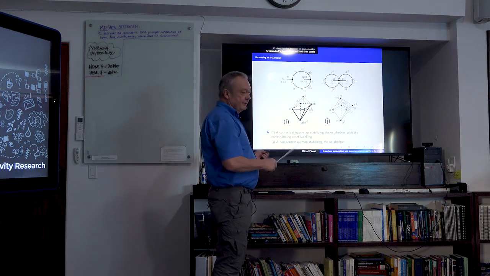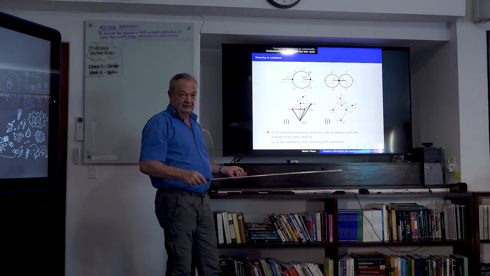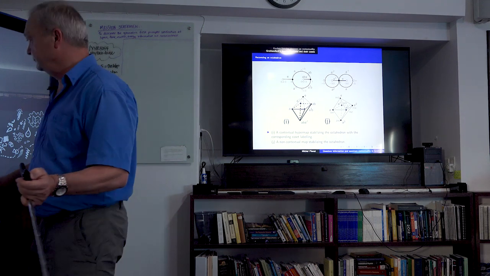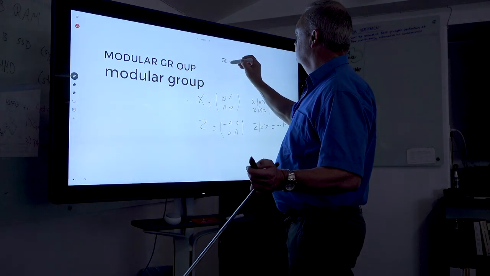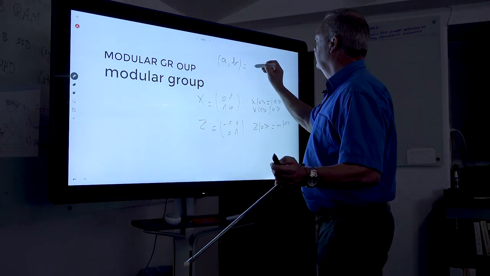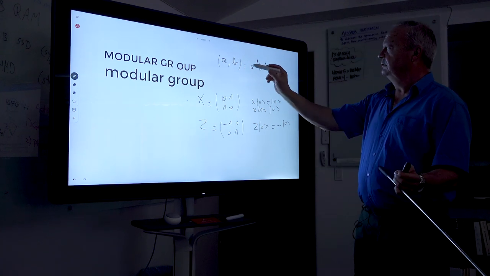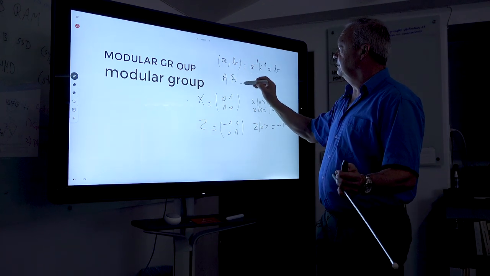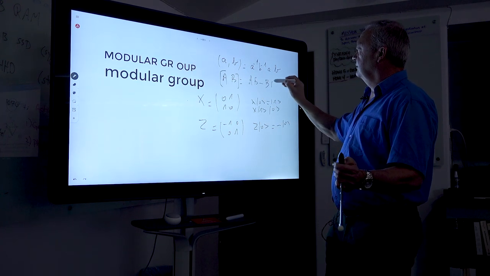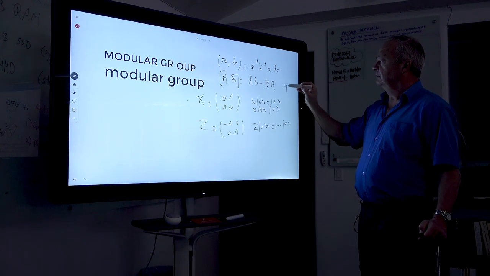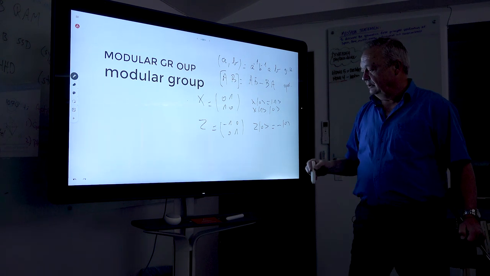In fact, now I'm talking not about commutativity of the operators, but group theoretical commutativity, which is the commutator between A and B, A minus 1, B minus 1, AB. Okay, for operators, that would be AB minus BA. And this is with group theoretical elements.